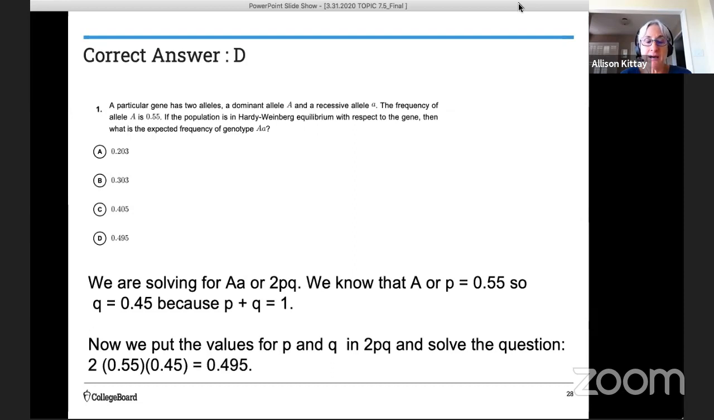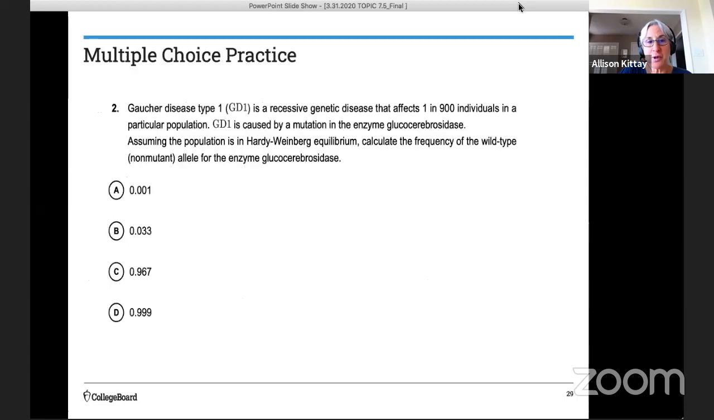And again, it's kind of a weird number. Don't let that throw you off because those values add up to 1. Okay? Ready for the next one? Might be a little bit harder. All right, so Gaucher disease type 1, or GD1, is a recessive genetic disease that affects 1 in 900 individuals in a particular population.